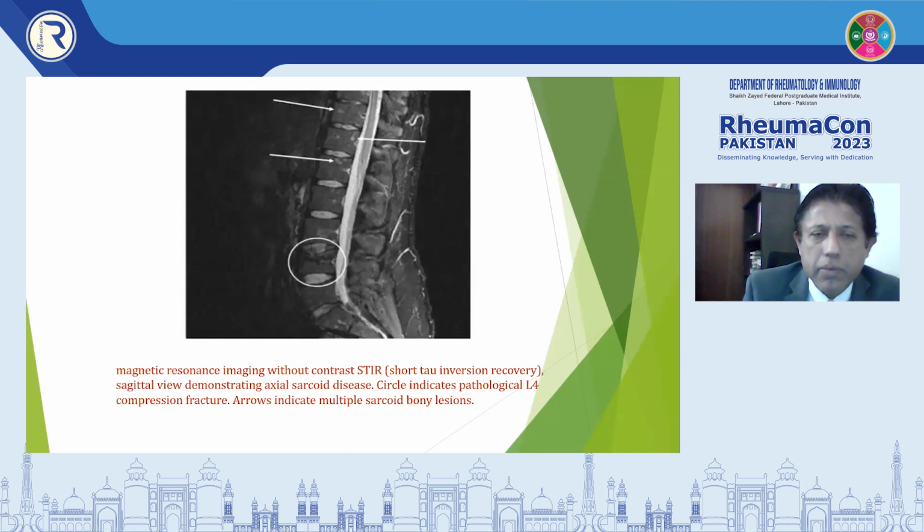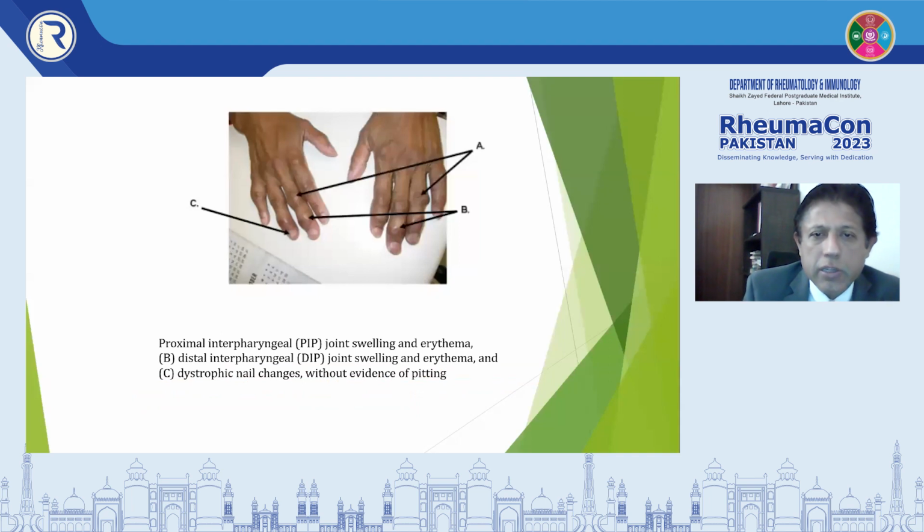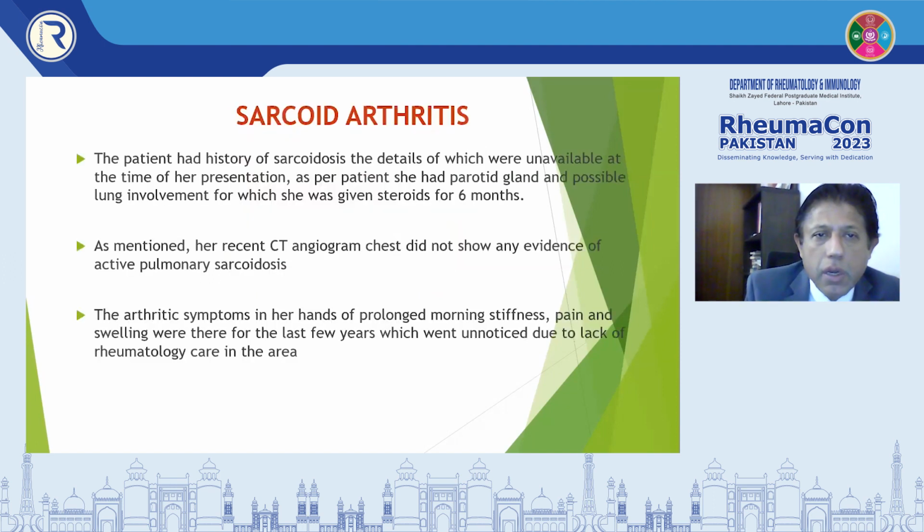And this is an MRI scan of the spine of a patient. The arrows show where the active lesions of sarcoidosis are, and the lower part shows the compression fracture. This is another patient's hand films, which basically show PIP joint swelling, DIP joint swelling. There are dystrophic nail changes, but there's no pitting, which differentiates it from psoriatic arthritis.